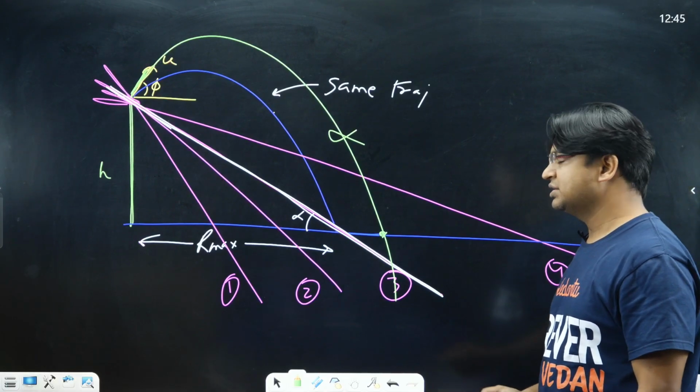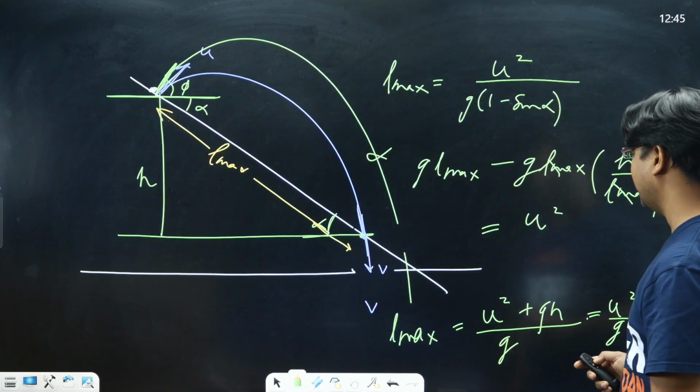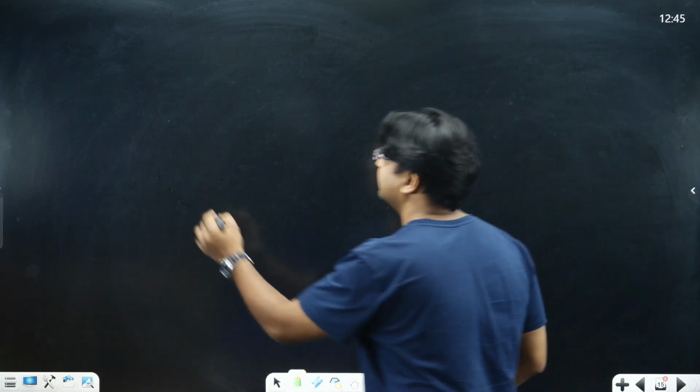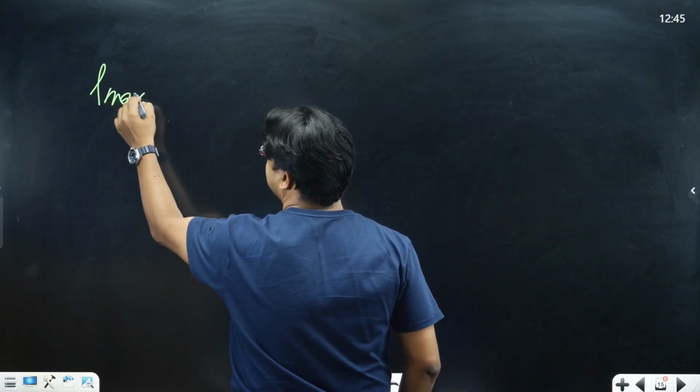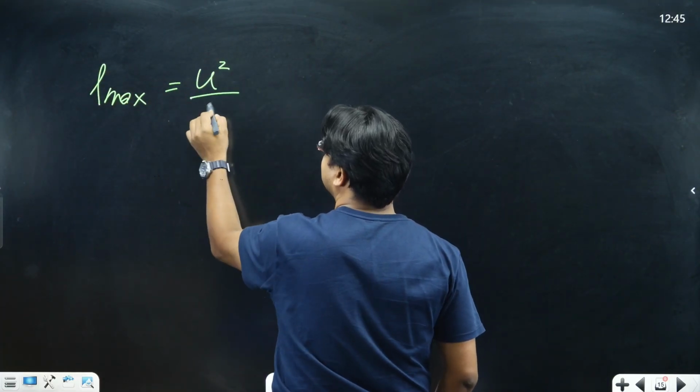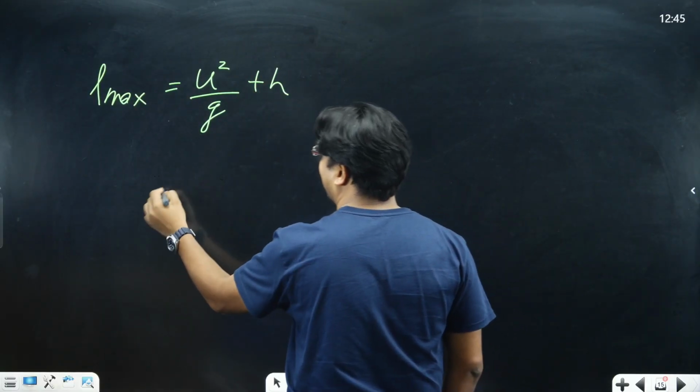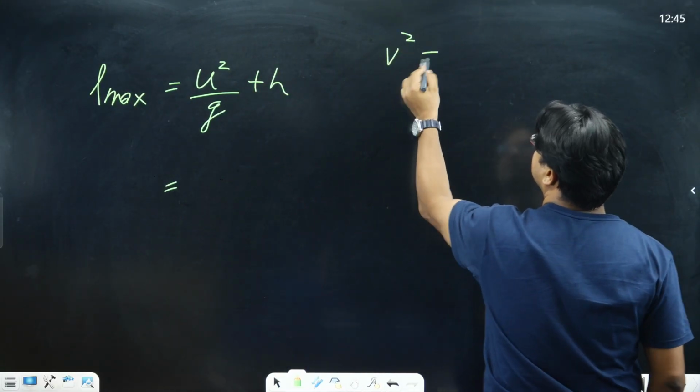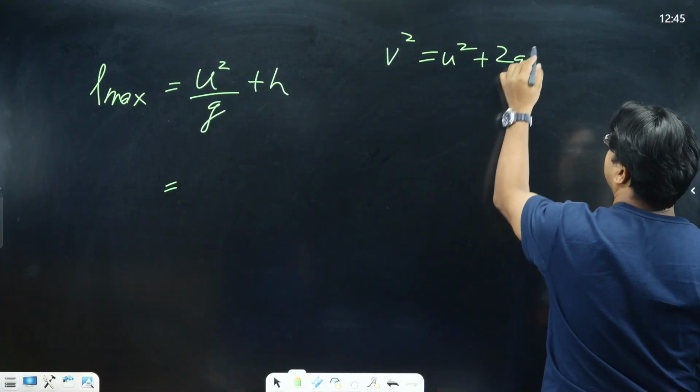Getting this, everyone? And there's one more thing I would like to highlight. L max, we are currently writing it as u square by g plus h, and we also say that v square equals u square plus 2gh.